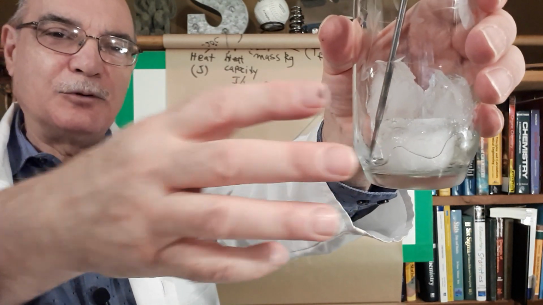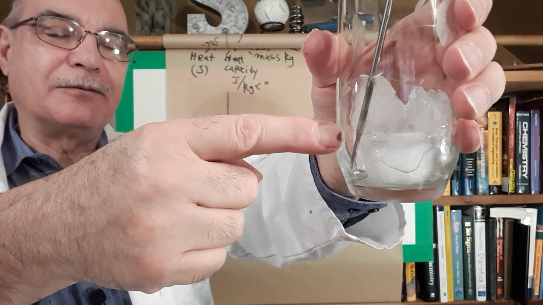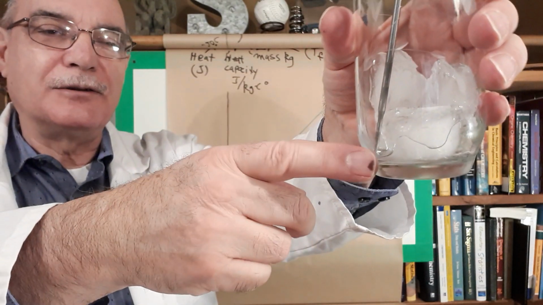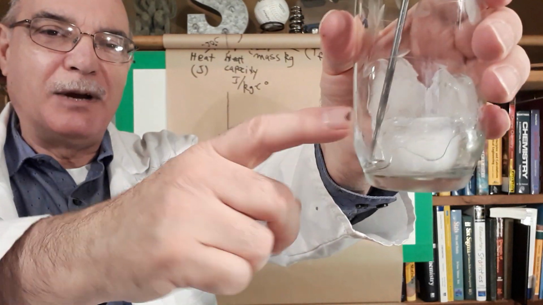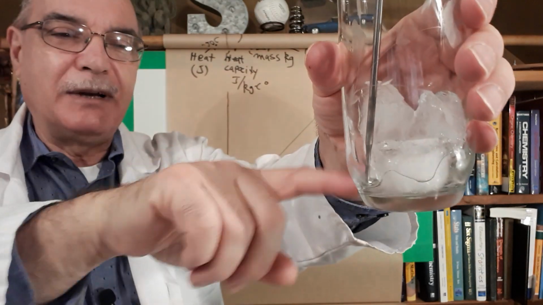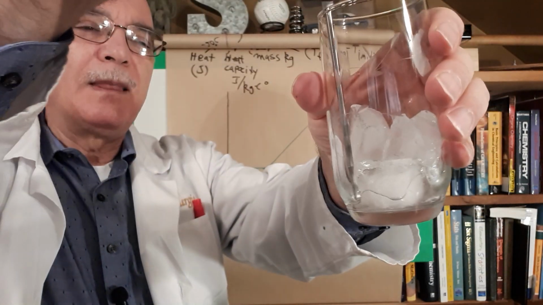Now, the glass is absorbing heat from the room. Heat is transferring through the glass into the water itself and changing the temperature of the water also. At the same time, the ice is melting and trying to keep the temperature of the water here at 0. So we got these two competing temperatures in this little experiment.